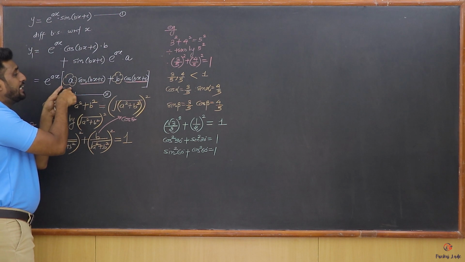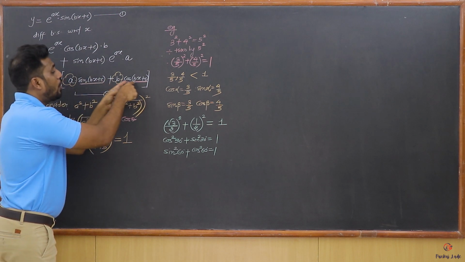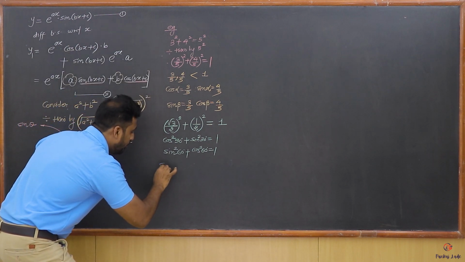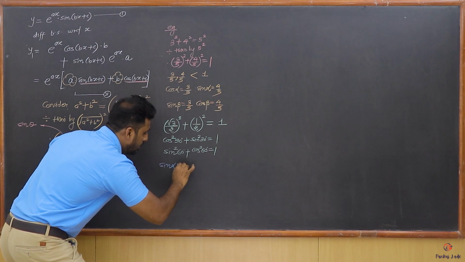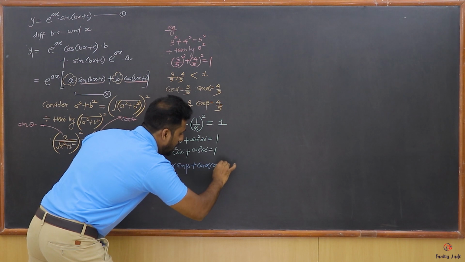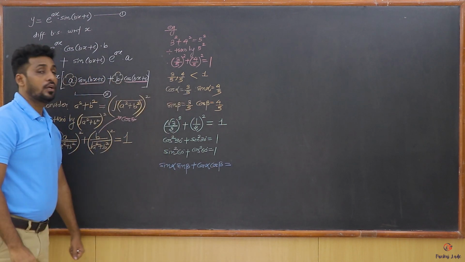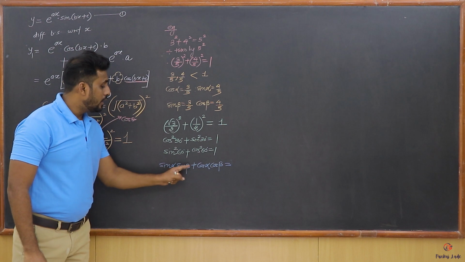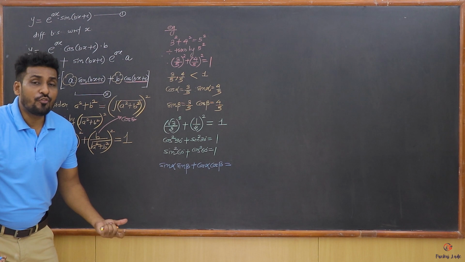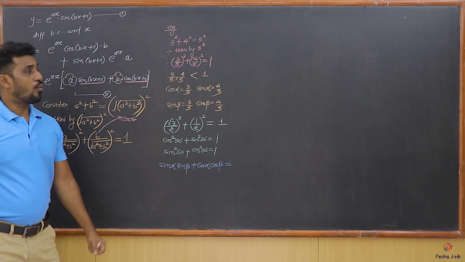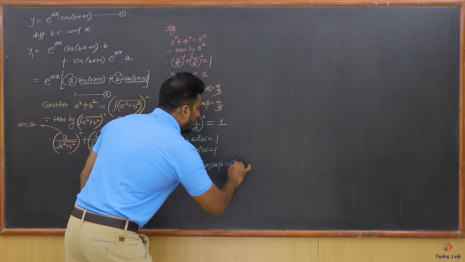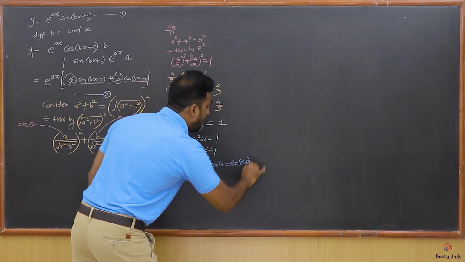So I get here sine theta sine bx plus c, cos theta cos bx plus c. Now, don't you recall, if I give you sine alpha sine beta plus cos alpha cos beta, what does this look like? This is the compound angle formula for what? This is the compound angle formula for cos of alpha minus beta.